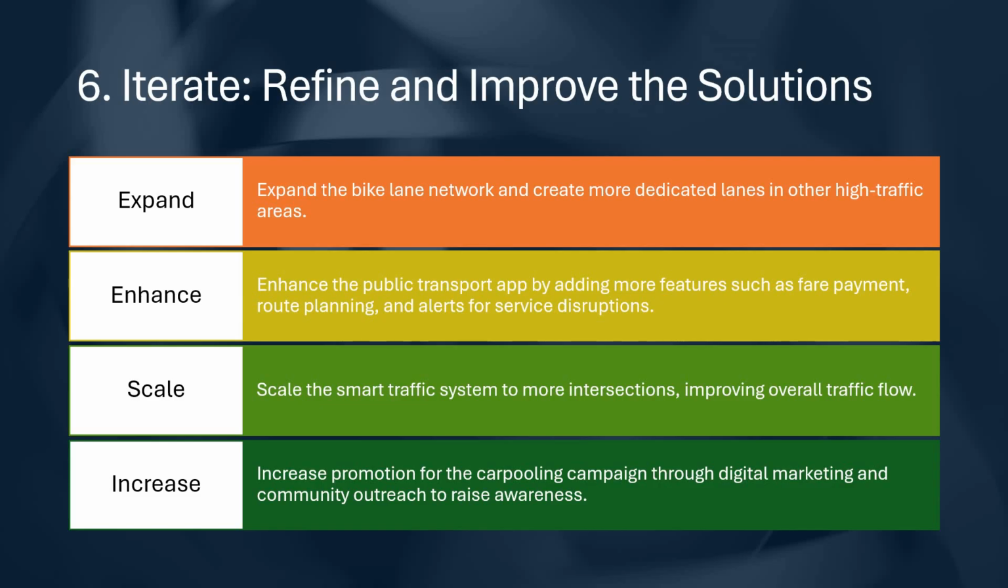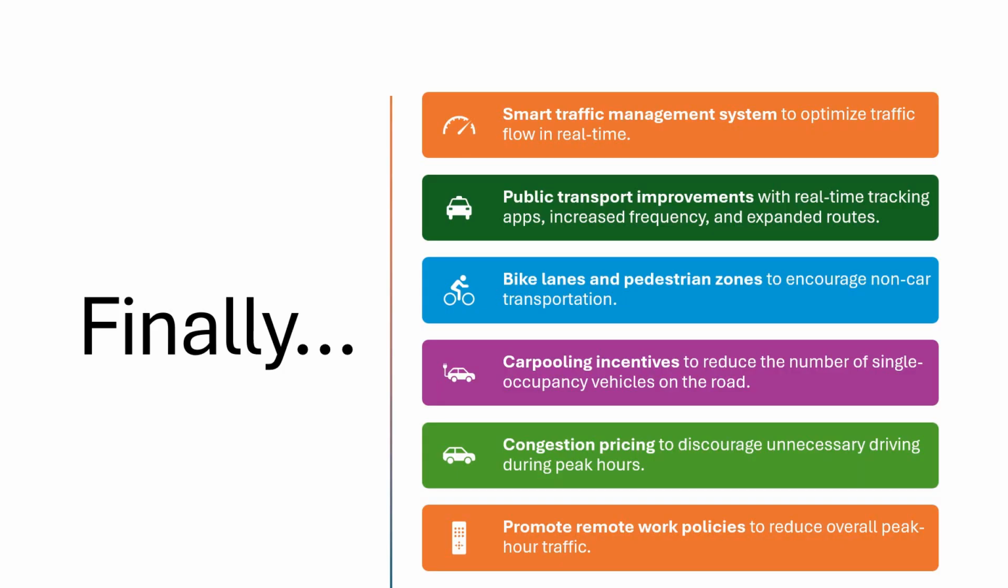You can make it really very easy for people to use, and many people should be invited to use it through the services that it is providing. Scale the smart traffic system across the city and increase the promotion for the carpooling campaign. This way, you can expand, enhance, scale, and increase. Your city will become a congestion-free city because of all these facilities that you are providing. Smart management system, public transportation improvements, bike lanes and pedestrian zones, carpooling incentives, congestion pricing, and promote remote work policies.